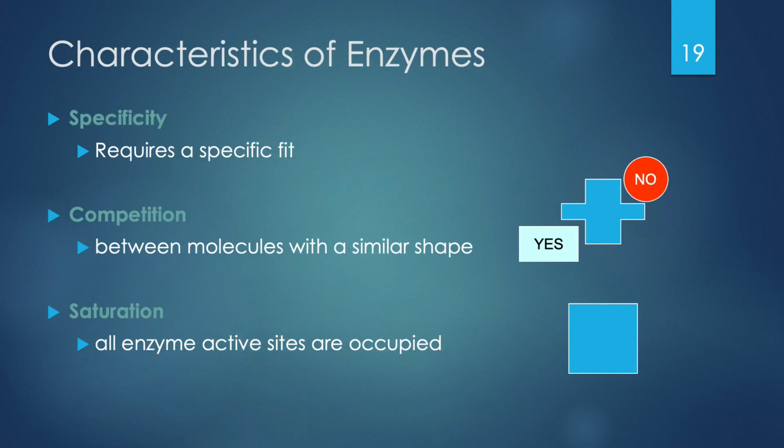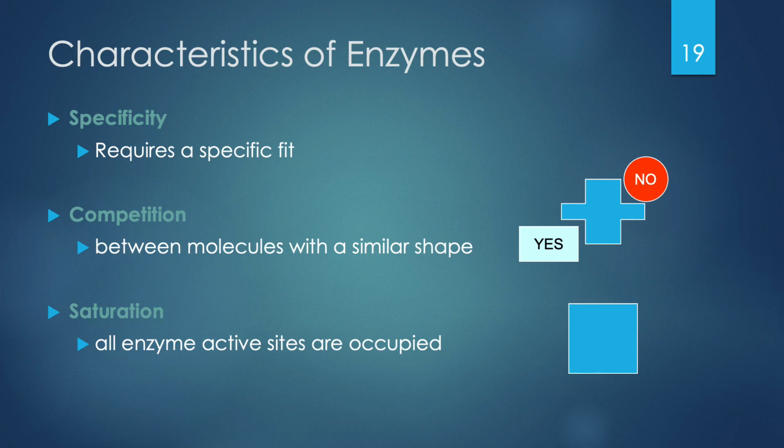So in summary, some of the characteristics of enzymes that are really important to recall are specificity, competition, and saturation. What I mean by that is, in specificity, each enzyme has a specific fit that it allows for the substrate that approaches it. So without that match, there is going to be no reaction between the substrate and the enzyme. Also, competition is another component.